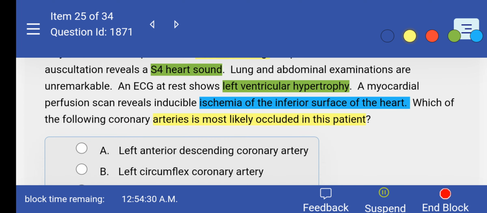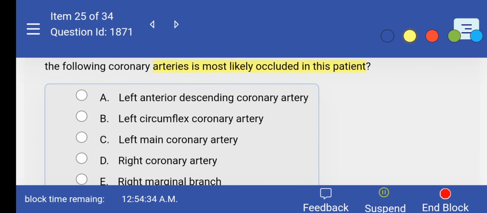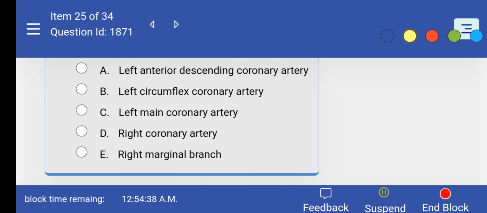Which of the following coronary arteries is most likely occluded in this patient? Option A, LAD, that is left anterior descending artery. Option B, left circumflex coronary artery. Option C, left main coronary artery. Option D, right coronary artery. Option E, right marginal branch. Pause it and give the answer.